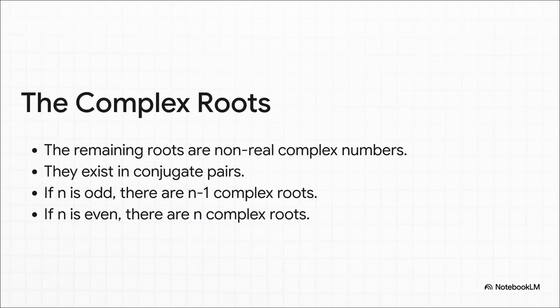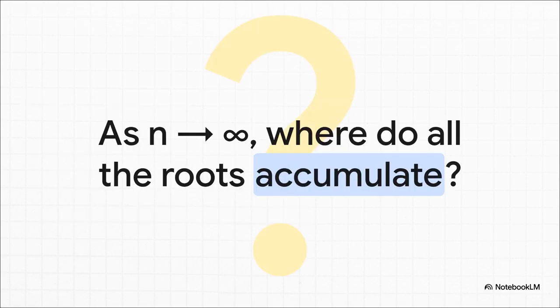But the real number line, that's just one dimension. To get the full picture, we have to go bigger. We have to enter the complex plane. And it's here, in this two-dimensional world, that all the other roots show up. They always appear in these perfect, balanced pairs, and they finally complete the puzzle for each equation. So this brings us to the big, big question.